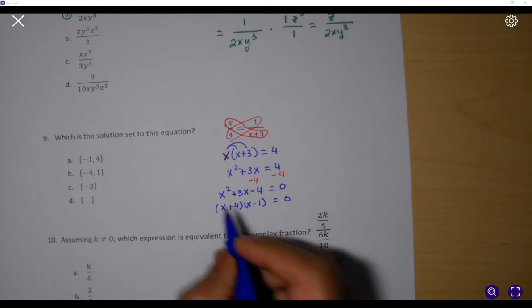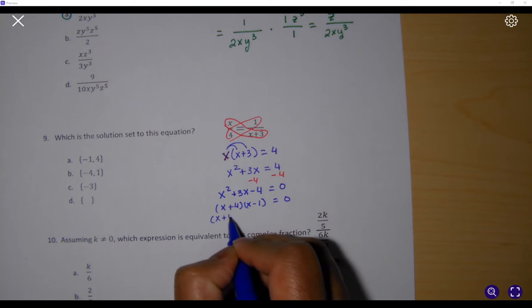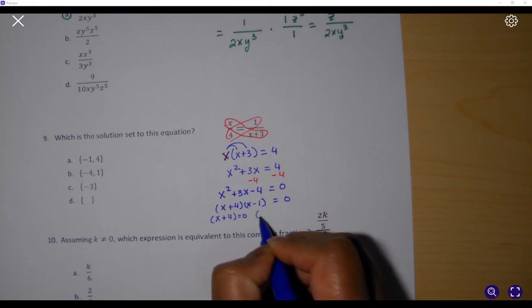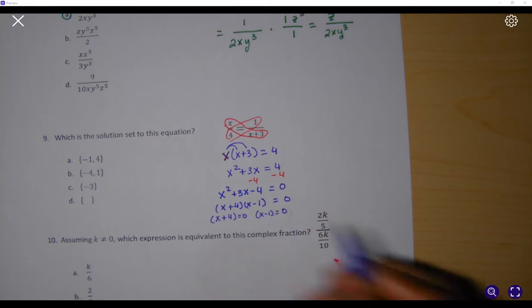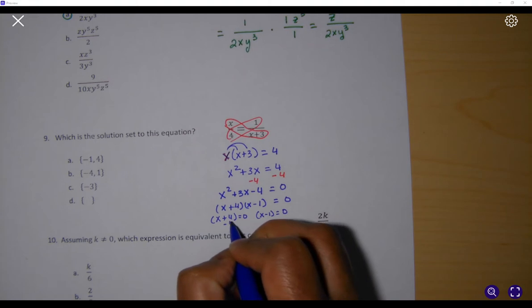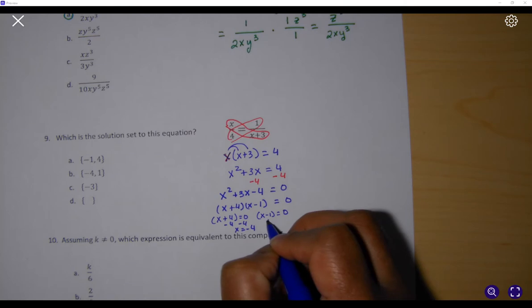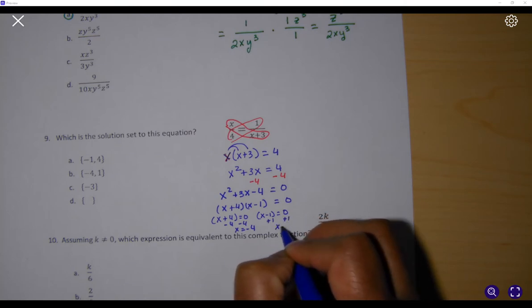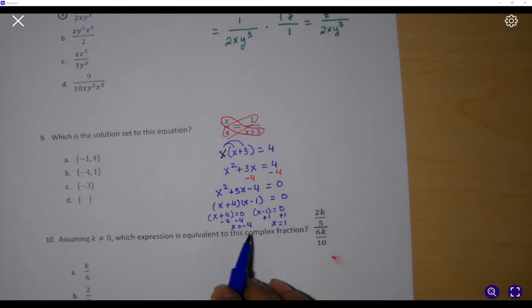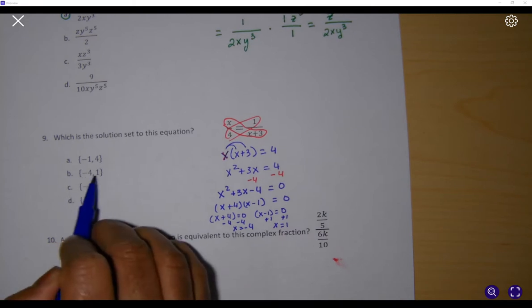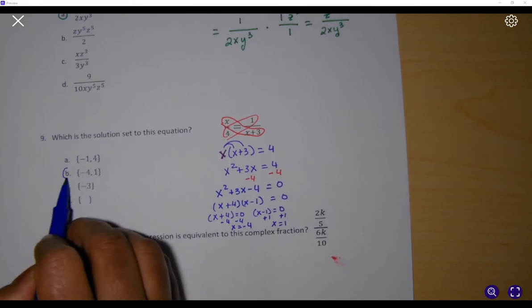So this works. Now you're going to set each factor equal to 0. Now you're going to subtract 4: x equals negative 4. Add 1: x equals 1. So negative 4 and 1 are my answers.